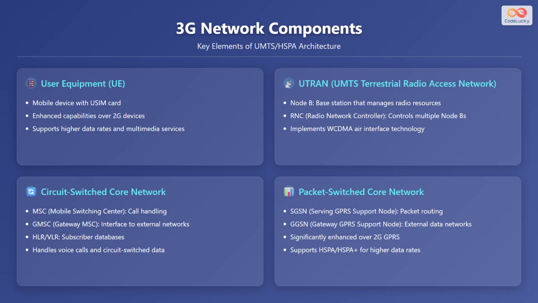Lastly is the Packet Switch Core Network, which includes the SGSN, or serving GPRS support node, for packet routing and the GGSN, or gateway GPRS support node, that connects to external data networks. This is significantly enhanced compared to the 2G GPRS and supports HSPA and HSPA+ for higher data rates.